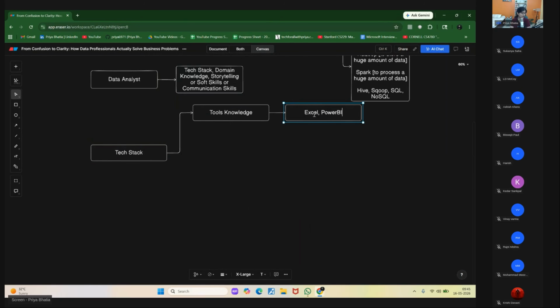So when we talk about tools, these are the two main tools which we have to learn in this specific course. We will start our journey with Excel, and by the end of this course, you will be learning about Power BI as well.